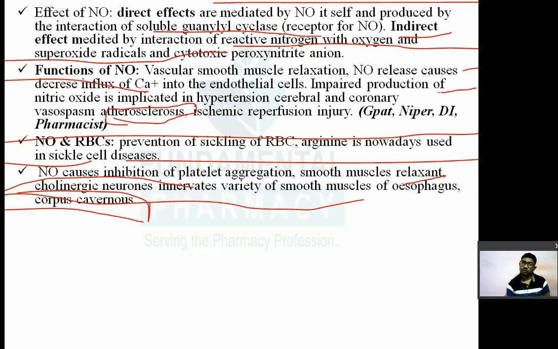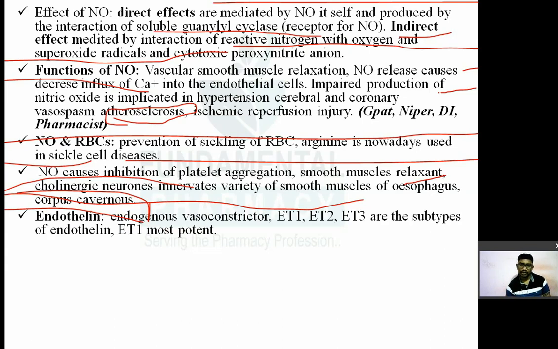And that's why phosphodiesterase inhibitors are also used in erectile dysfunction. वो अलग chapter है, वो बाद में बोलूँगा. Now endothelin is nothing but a compound synthesized in the vascular endothelium which causes vasoconstriction. There are different types, for example endothelin 1, endothelin 2, endothelin 3. Out of these, endothelin 1 is the most potent.